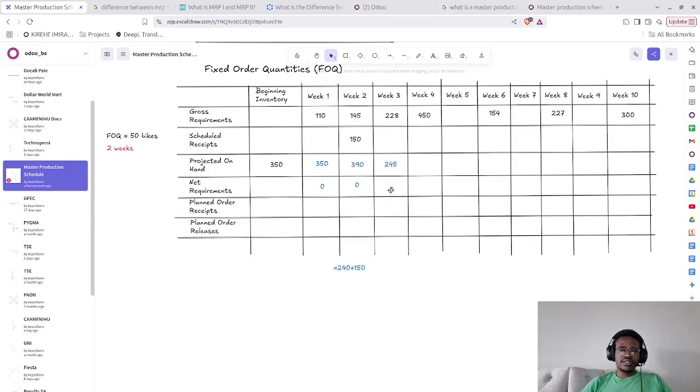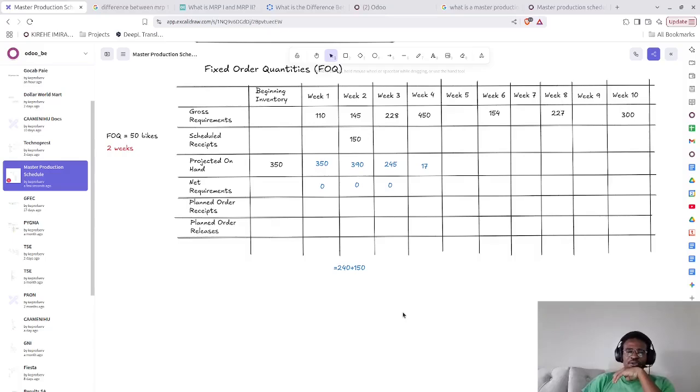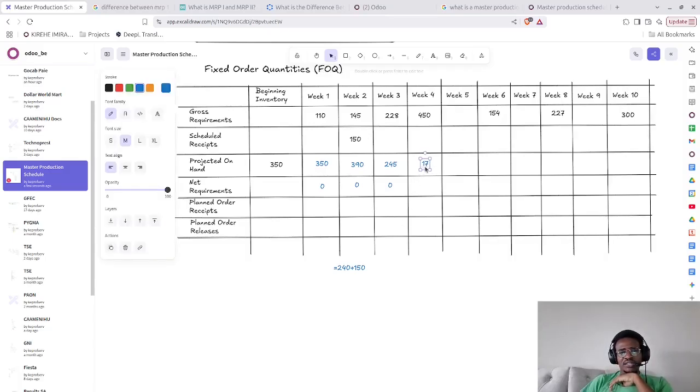So going into week 4, we had a requirement of 228. We had on hand 245. So here we have 17 bicycles. I hope you are with me so far. Now we have 17 bicycles on hand, but we want to sell 450. So I have a difference of negative 433 bikes. Now I can see that I have a net requirement of 433.